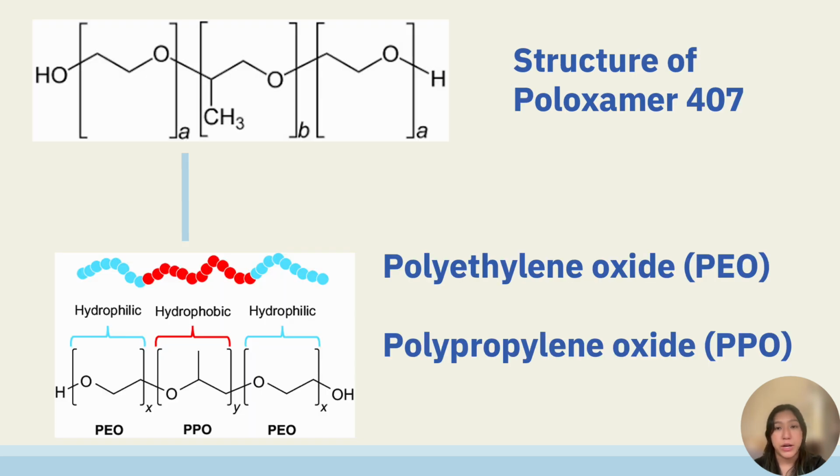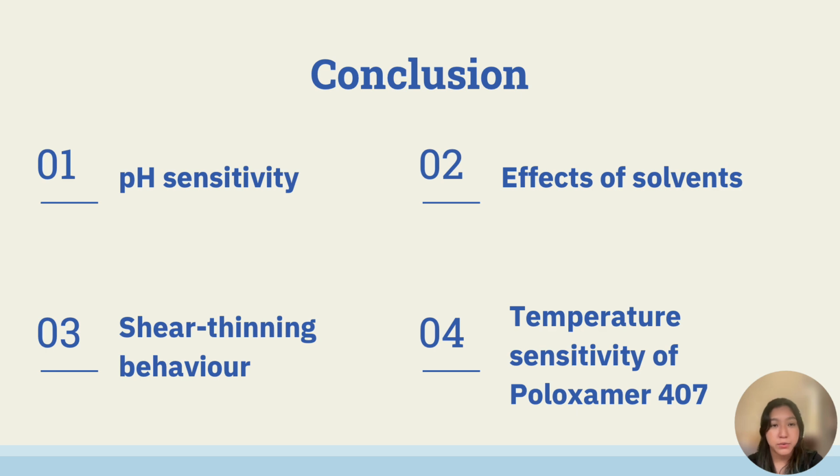This behavior occurs due to the amphiphilic block copolymer structure of Poloxamer 407, which consists of hydrophilic polyethylene oxide and hydrophobic polypropylene oxide blocks, or PEO and PPO blocks. At low temperatures, the PEO blocks are hydrated and the polymer chains remain dispersed in the solution, leading to a low viscosity. At a higher temperature, the PPO blocks become less soluble in water and begin to aggregate, forming micelles.